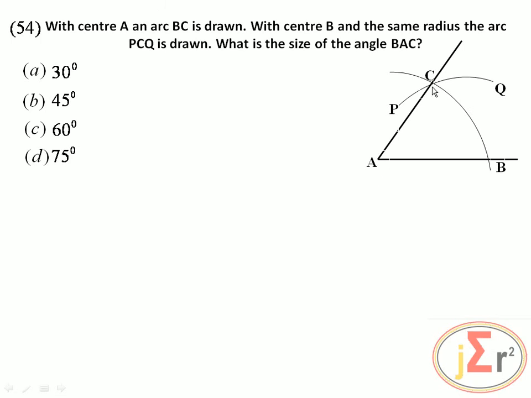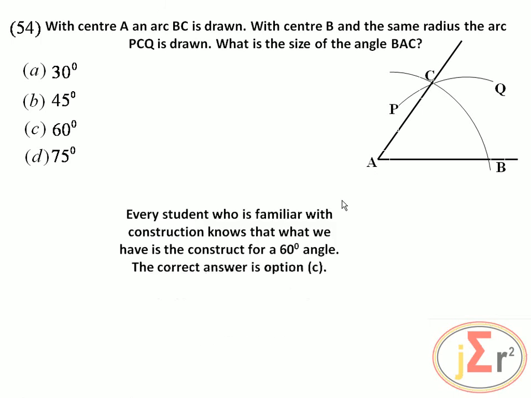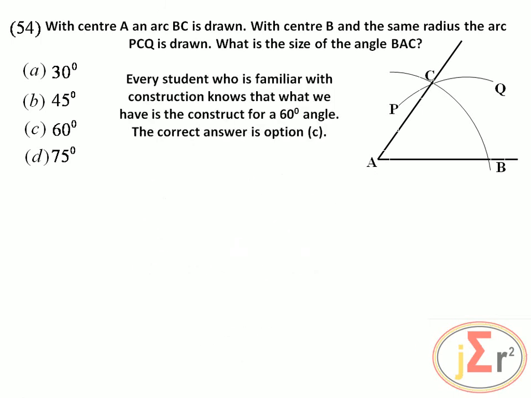BAC. What is the size of angle BAC? Every student who is familiar with construction knows that what we have is the construct of a 60 degrees angle. The correct answer is option C.